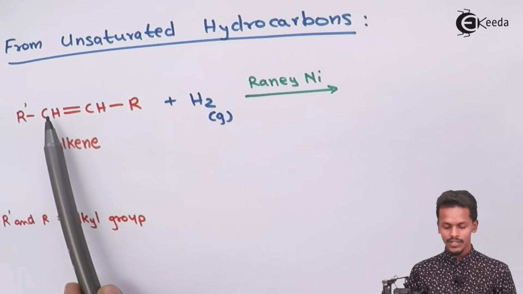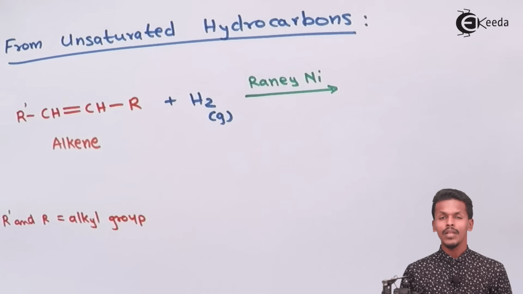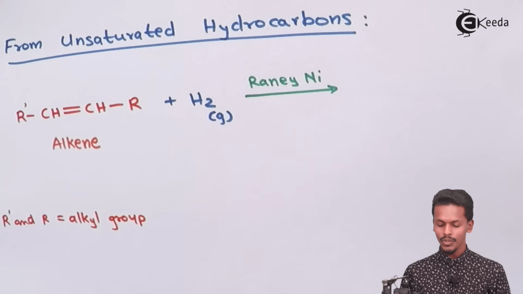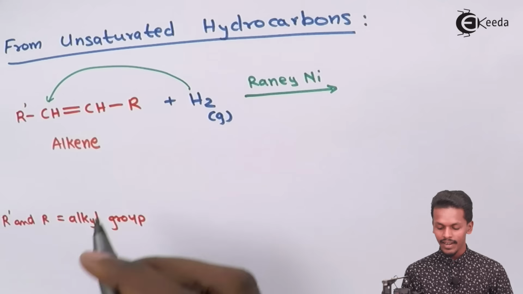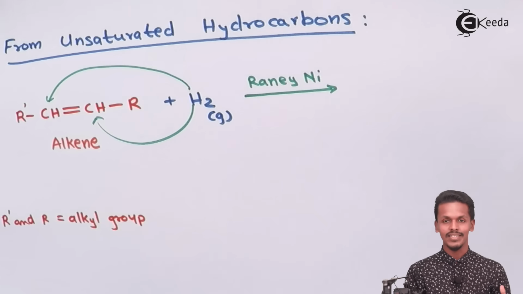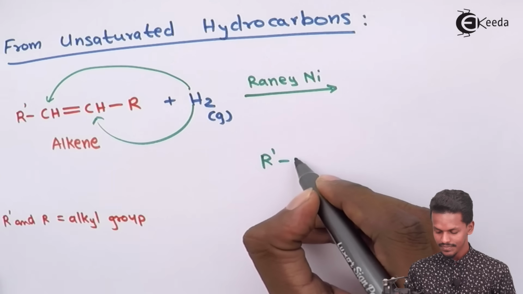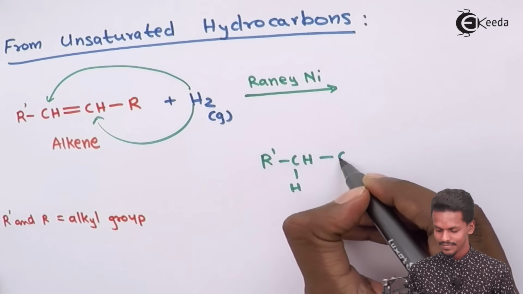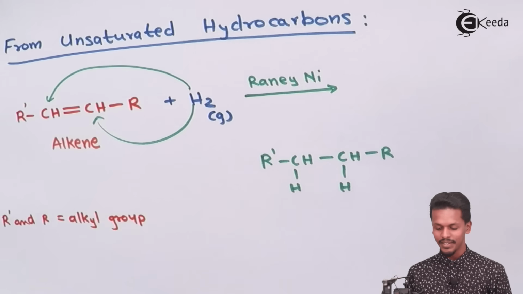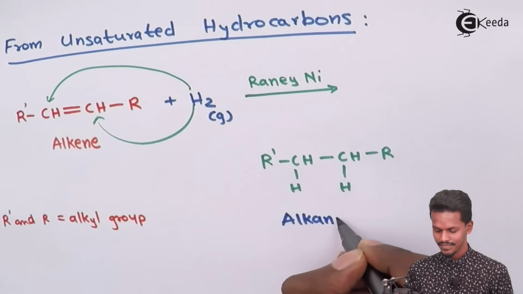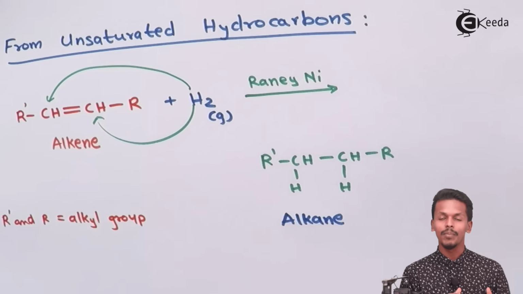So in this case, as you could see, the two carbon atoms have a double bond. We could also see that two hydrogen atoms are there in the hydrogen molecule. Among those, one hydrogen will go over one carbon so as to satisfy the valency, and the other hydrogen will also go over here so as to satisfy the valency, making the whole molecule turn into this. That is nothing but an alkane. So this is how we can prepare an alkane from an alkene.